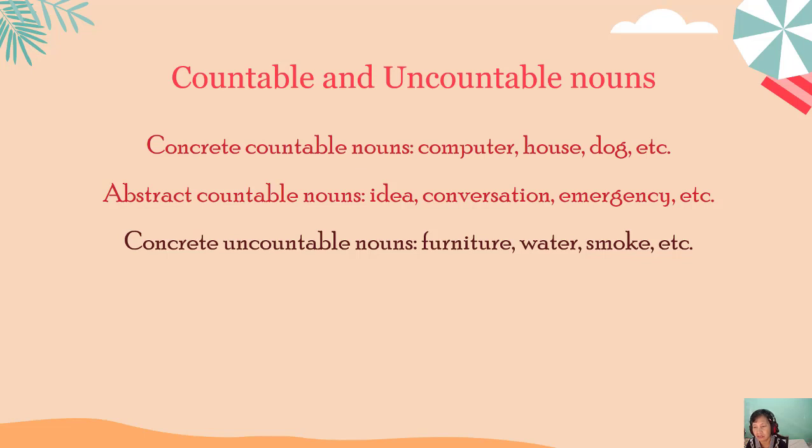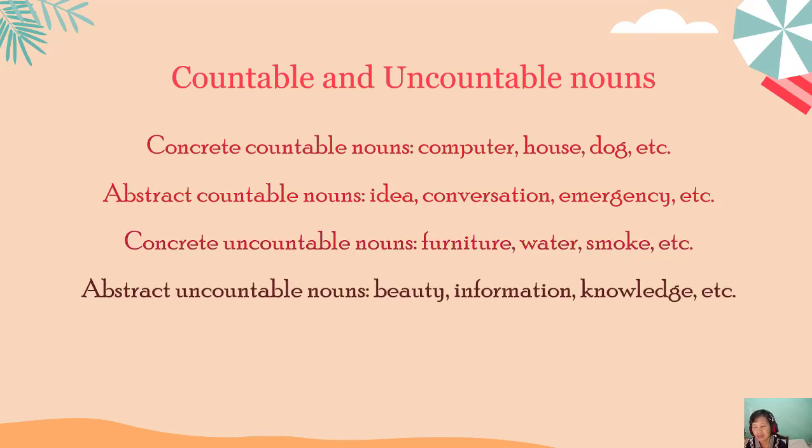Furniture, some students are still confused whether furniture is countable or uncountable. Furniture belongs to uncountable because actually it is a set of tables, chairs, and cupboards, like that. So when we talk about furniture, we will talk about them. So it is considered as 1 unit or a set. So we cannot use furniture as countable. That's why for uncountable, we cannot use a or an, we cannot use a water, a smoke, or a furniture. So we use some furniture, some water, or some smoke.